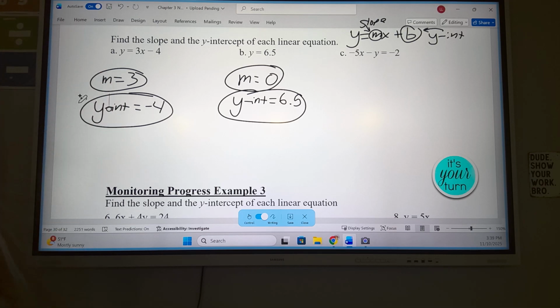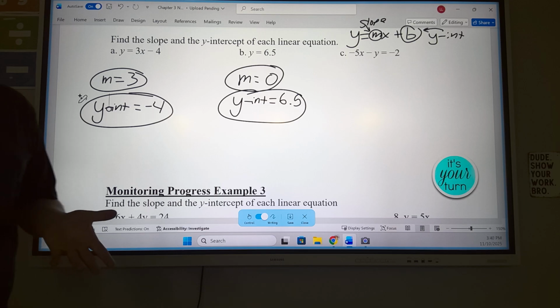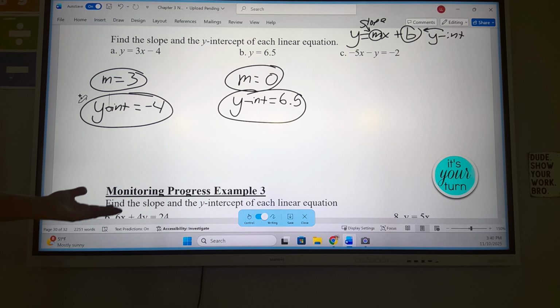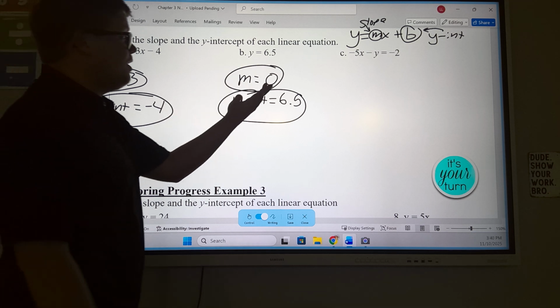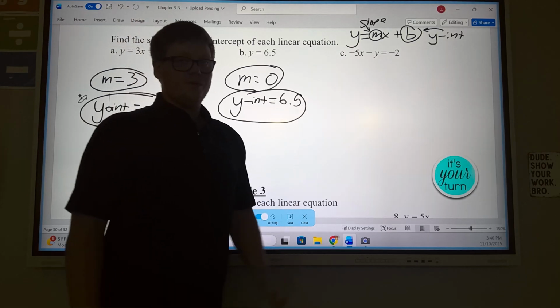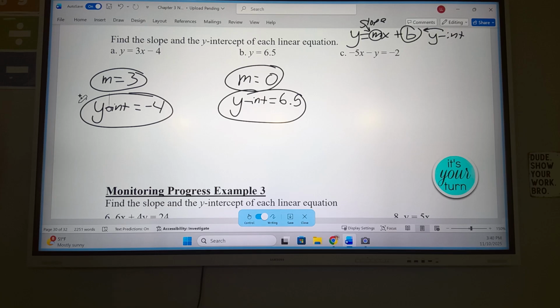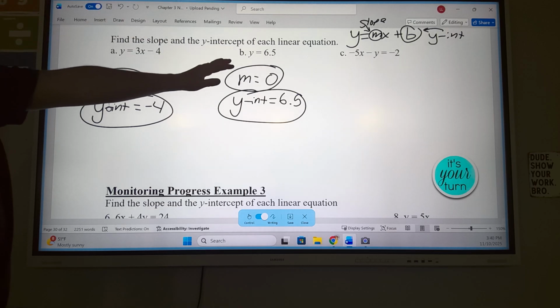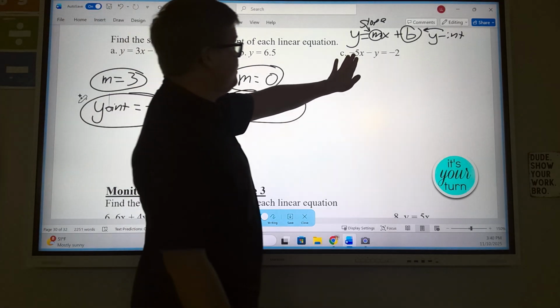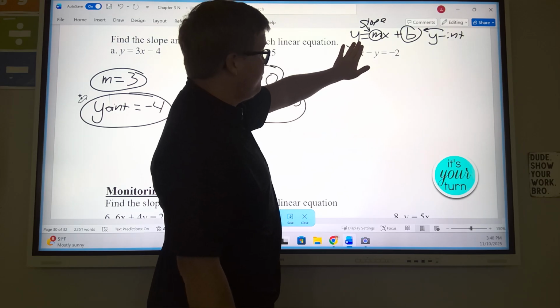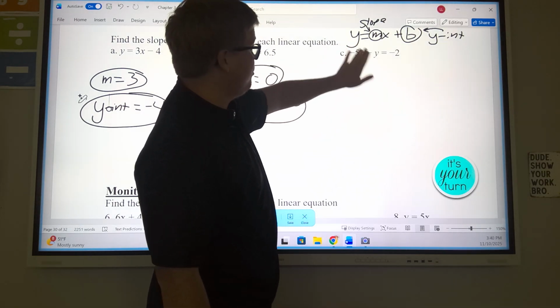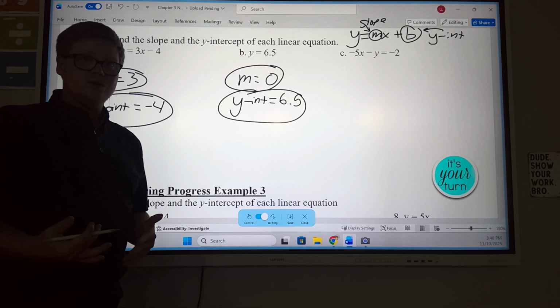Okay, now we look at C. We know C is in what we call standard form. We talked about standard form a little bit earlier. Standard form is when the x and the y are on the same side. In order to find our slope, we have to get y by itself like slope-intercept form. We could find our y-intercept from standard form by putting 0 in for x. We have negative y equals -2, which would tell us our y-intercept is 2.